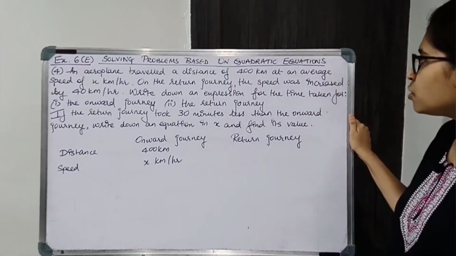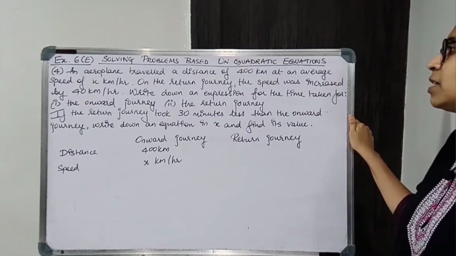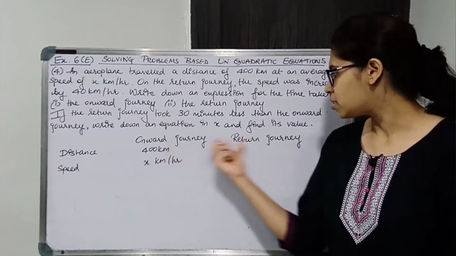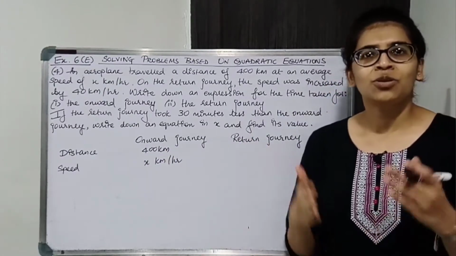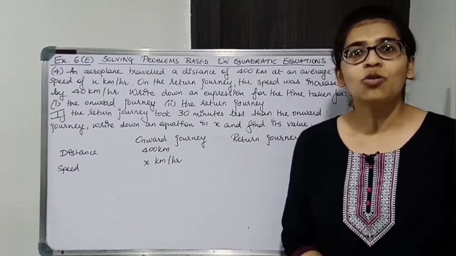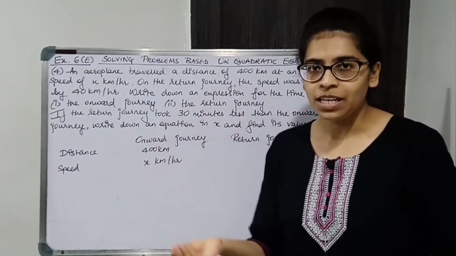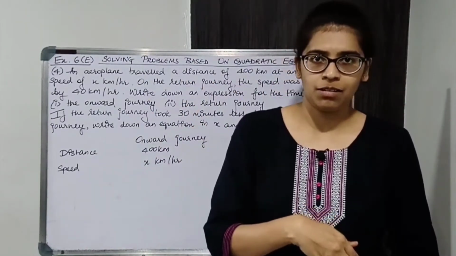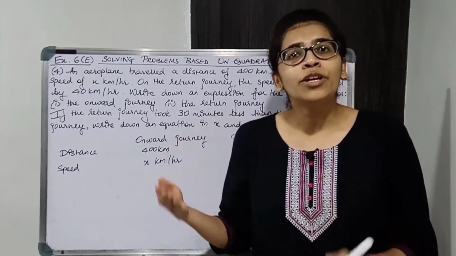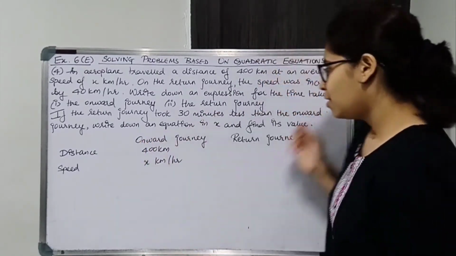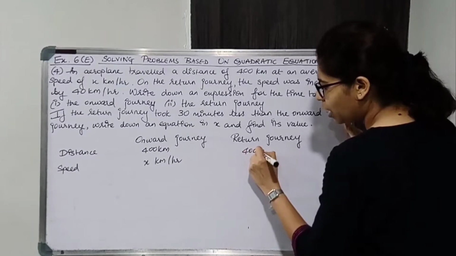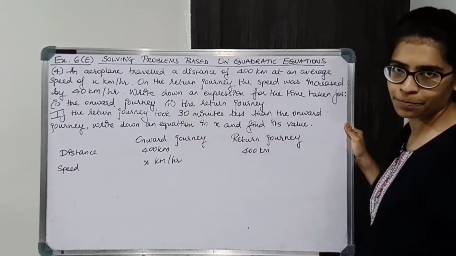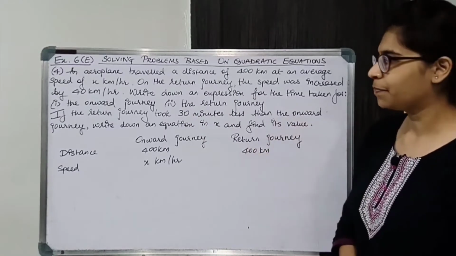On the return journey, the speed was increased by 40 km per hour. Before moving on to speed, what will be the distance for the return journey? It will be the same. You're going from some place A to B by plane and then again returning from B to A by plane. So the distance is going to remain the same, 400 km only. That is why it is not given over here.